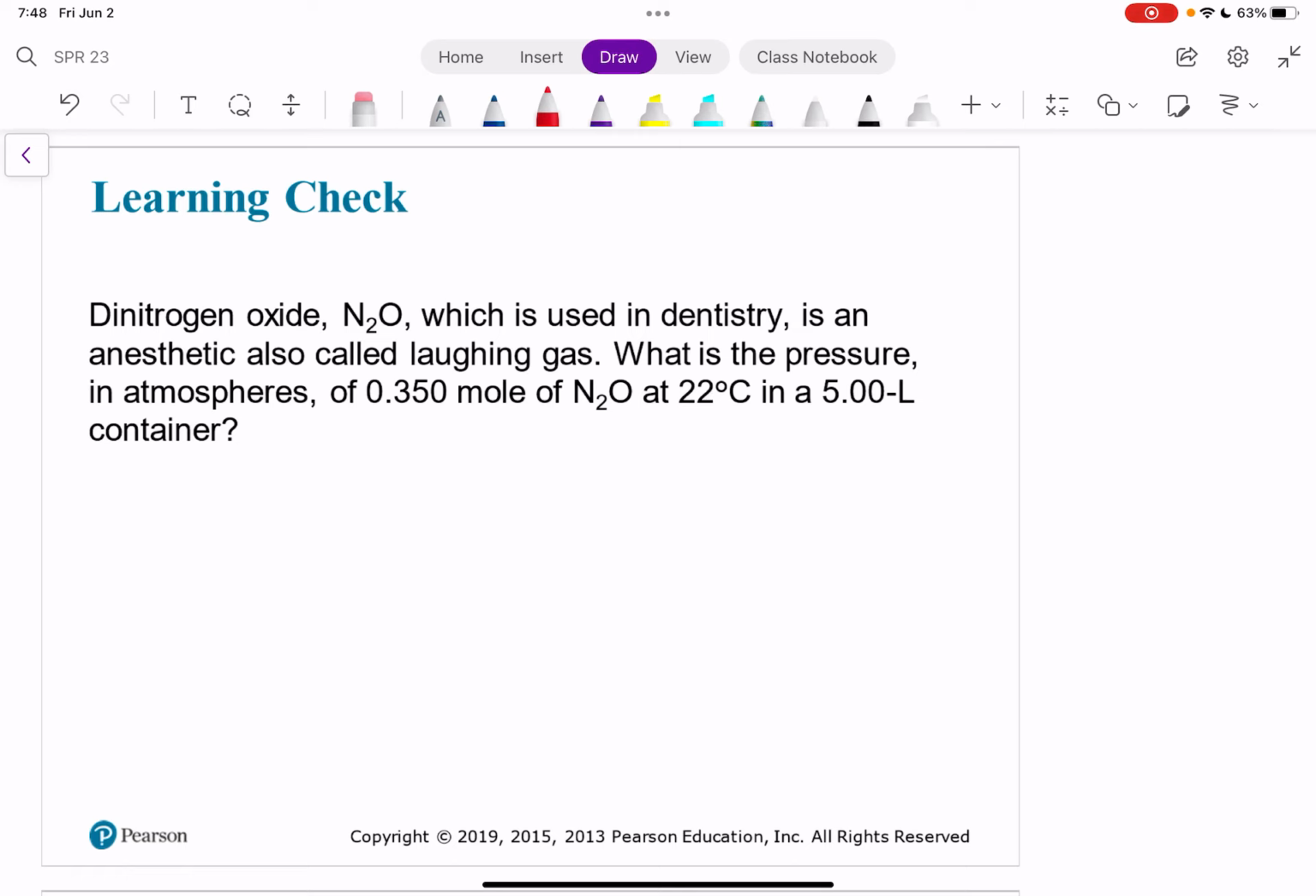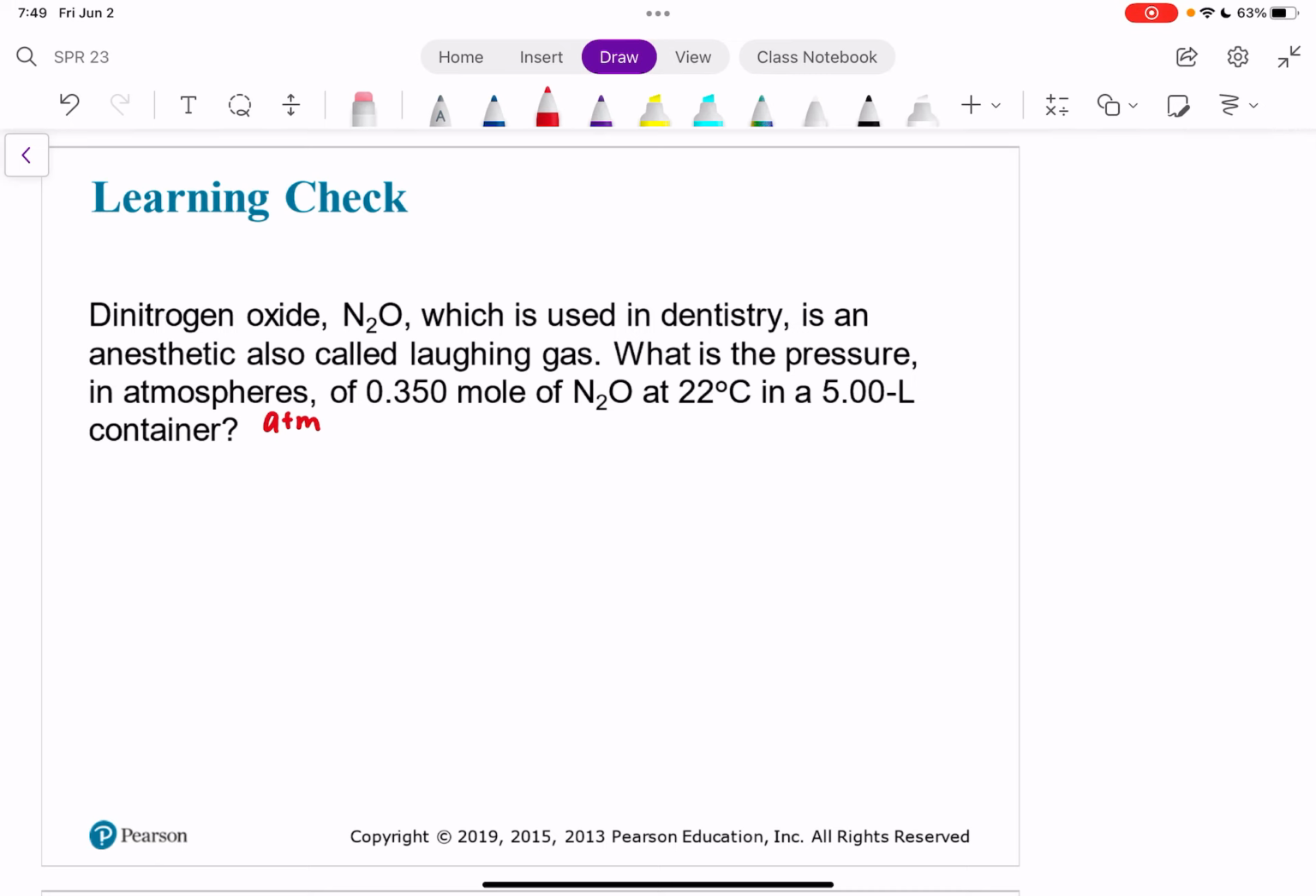Dinitrogen oxide, N2O, which is used in dentistry as an anesthetic, also called laughing gas. What's the pressure in atmospheres, so atm, of 0.350 moles of N2O at 22 degrees Celsius in a 5-liter container? Okay, lots of different types of things here.